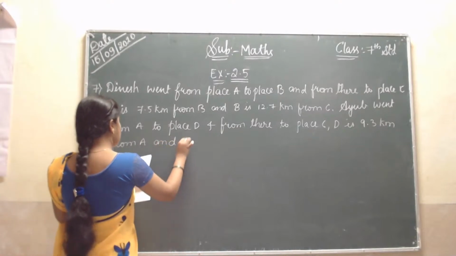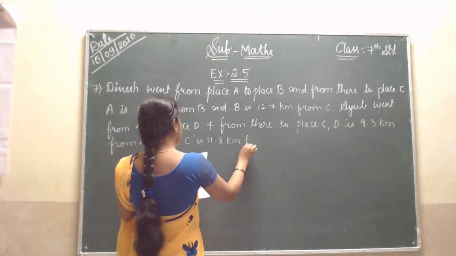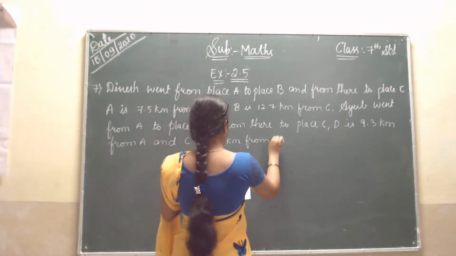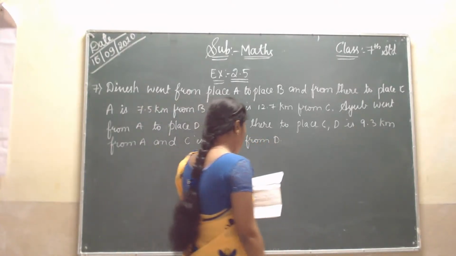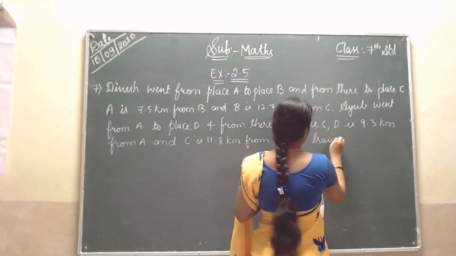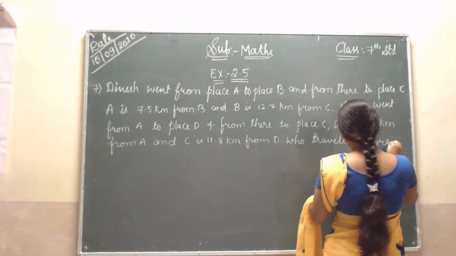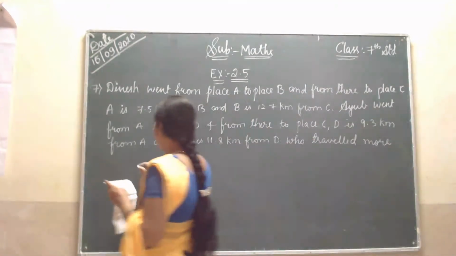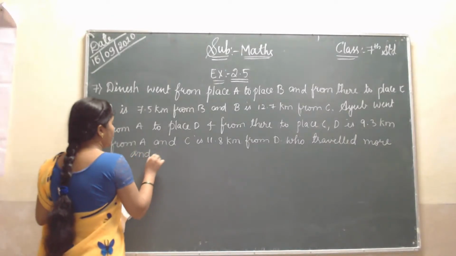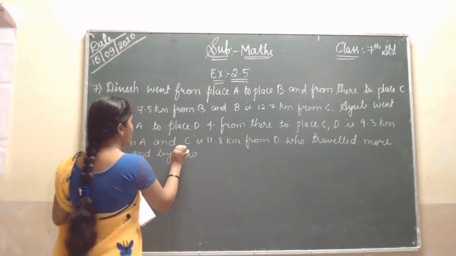And C is 11.8 kilometers from D. Who traveled more? We have to find who traveled more, and by how much.